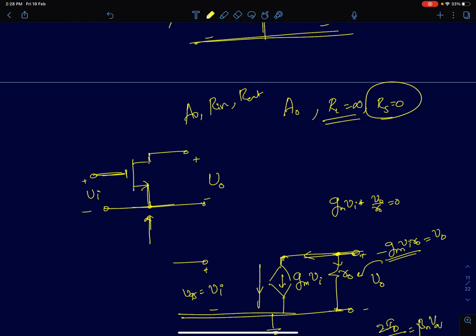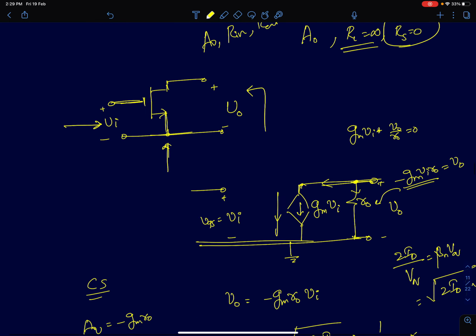So the input is directly driving this amplifier without any source resistance. And at the output terminal, we are not loading the output with any load resistance. So the amplifier doesn't have to deliver any power to the load resistance. So now we will try to find the maximum attainable voltage gain for this amplifier.